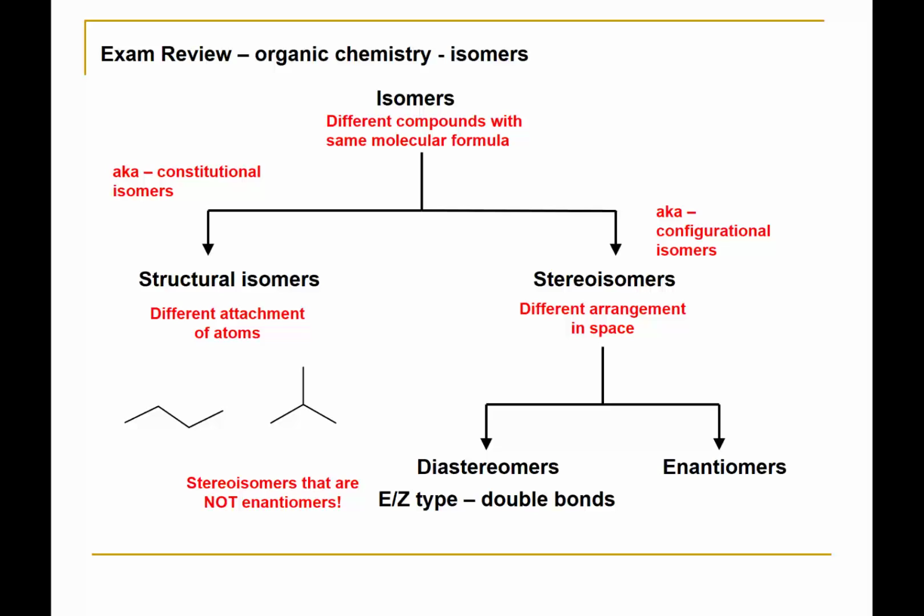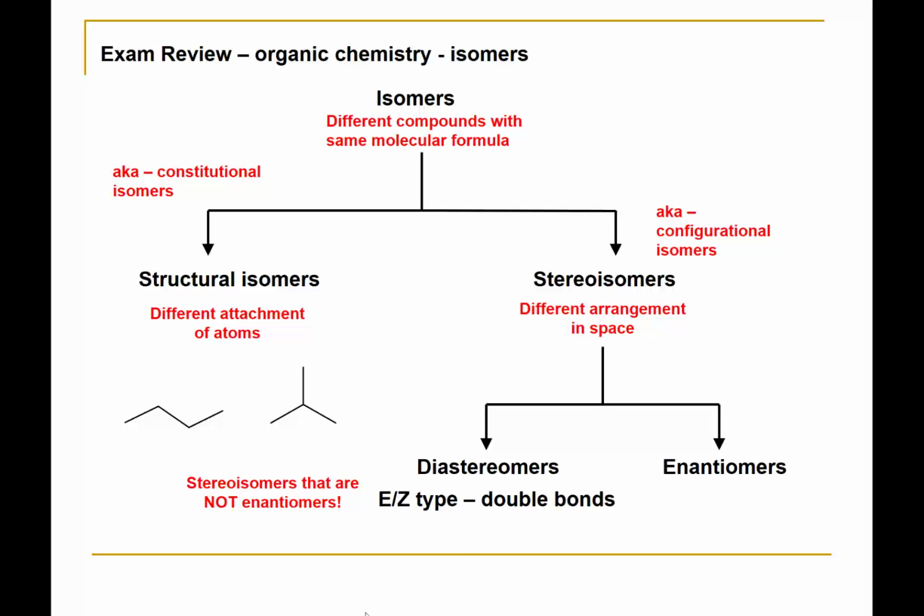Structural isomers will have a different four-part name because they have a different attachment of atoms. This should be the first step in comparing two compounds. Do they have different attachment of atoms? If they do, stop there. They're structural isomers. But if they have the same attachment of atoms, but a different arrangement in space, they might be isomers either of the enantiomer sort or the diastereomer. Remember that diastereomers are essentially stereoisomers that are not enantiomers. Enantiomers have a very specific relationship in that they're non-superposable mirror images.